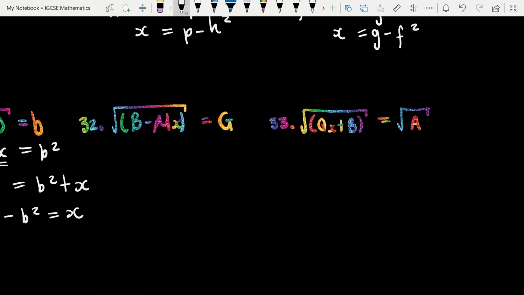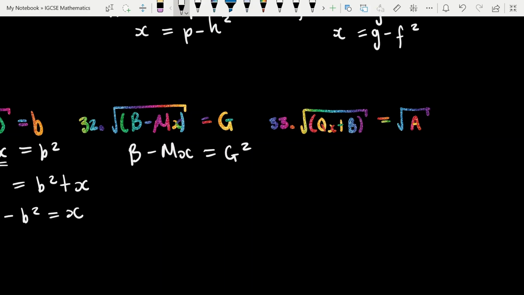Let's go to number 32. We have the square root of b minus mx being equal to g. We take the square root to the other side. We now have b minus mx being equal to g squared. Why did we take the square root to the other side? Because our subject, x, is in a square root. We have to get rid of it so that we can go ahead and make it the subject.